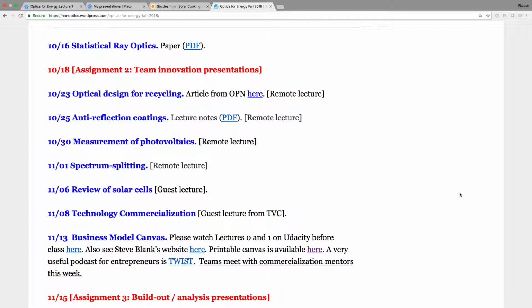Okay, then we'll go into an interesting topic called optical design for recycling. This is a very interesting area, a multi-billion-dollar industry, which no one thinks about. It's recycling of materials. How do you recycle plastics, aluminum, metals, whatever? It's a huge industry. And optics turns out to have a huge role in how you separate materials, for instance. So we'll talk about that.